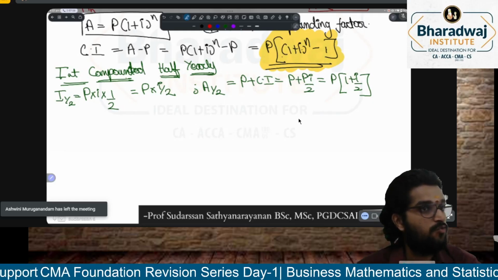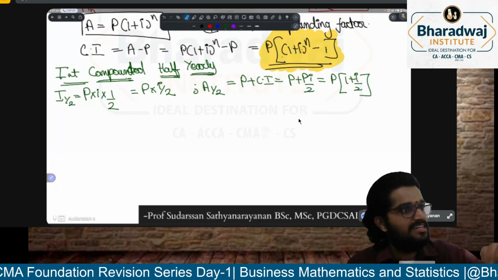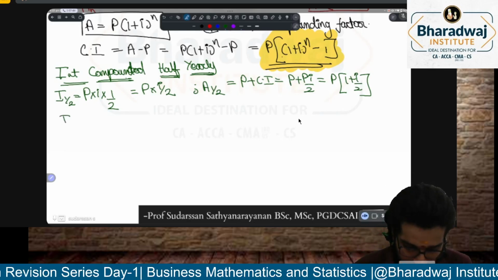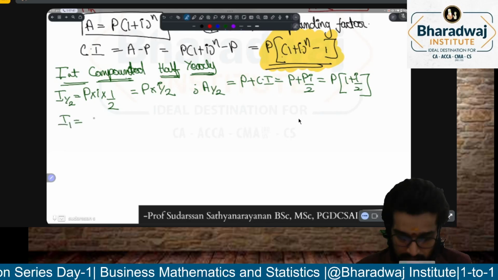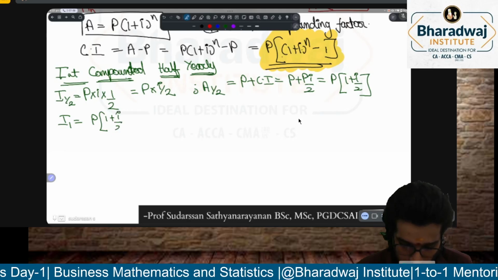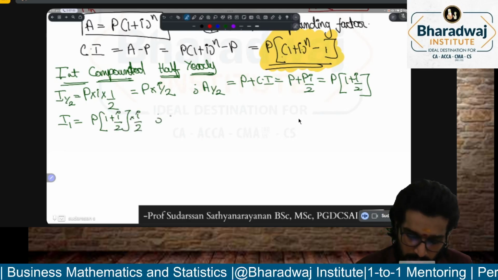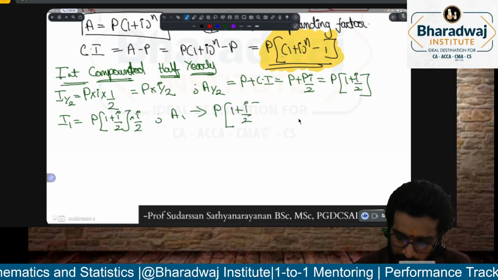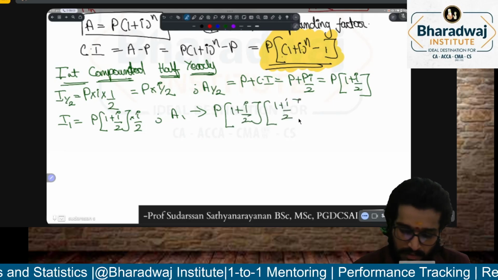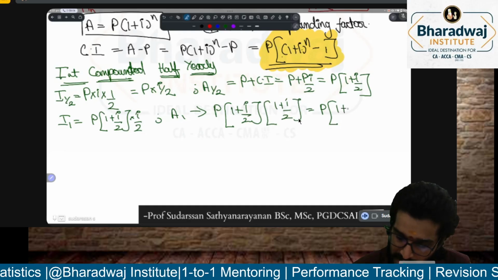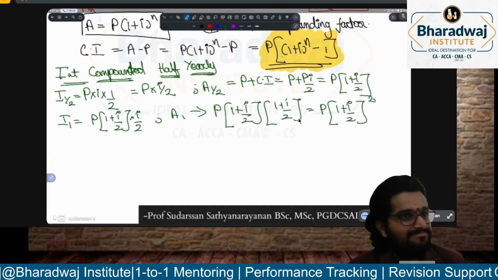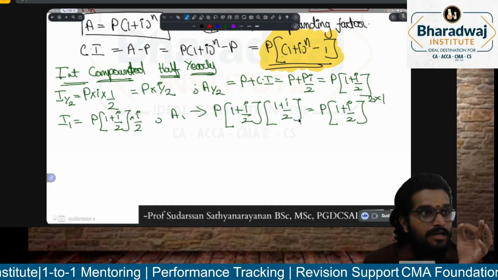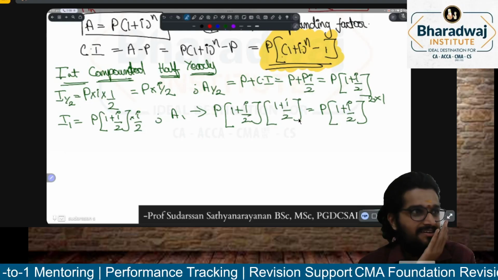Now I need the amount at the end of 1 year. This principal amount will be compounded for another 6 months. So interest at the end of 1 year will be P into 1 plus I by 2 into I by 2. Then the amount at the end of 1 year is P into 1 plus I by 2 into 1 plus I by 2. Yes or no? I call it P into 1 plus I by 2 whole square, or 2n with n equal to 1.